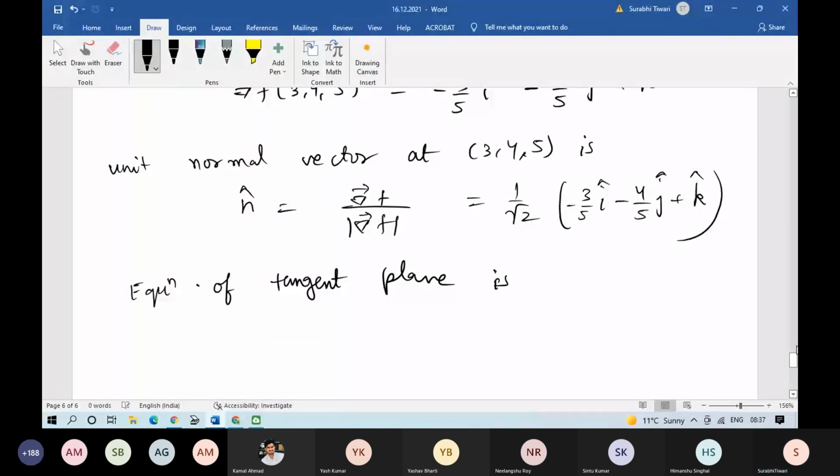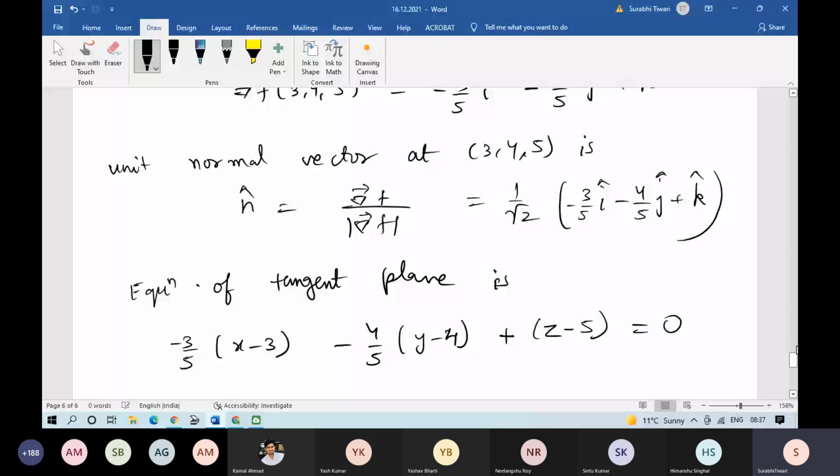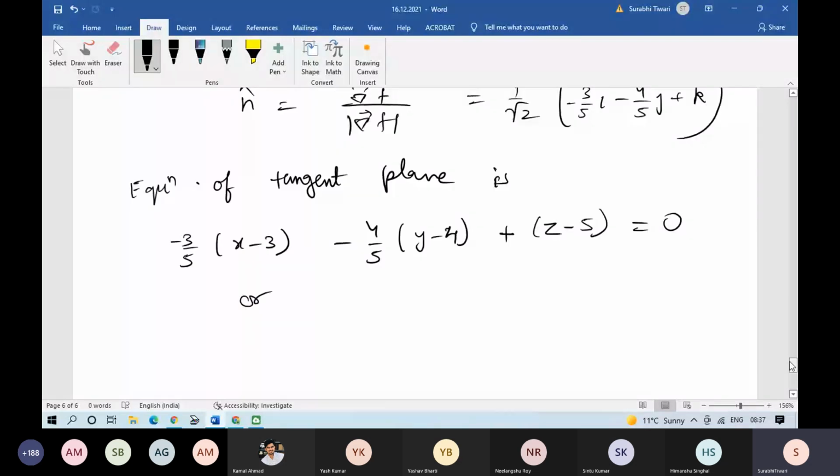So minus 3 by 5 into x minus x0, this is 3, minus 4 by 5 into y minus y0, this is 4, and plus del f by del z, वो 1 है, and z minus z0, this is 5, this is equal to 0. तो सॉल्व करने पे हमें मिला 3x plus 4y minus 5z is equal to 0.